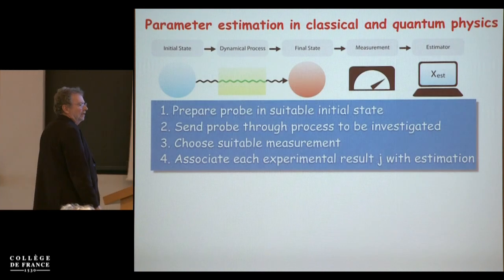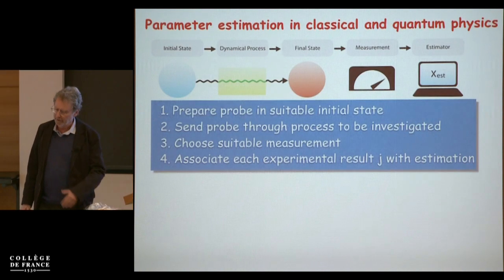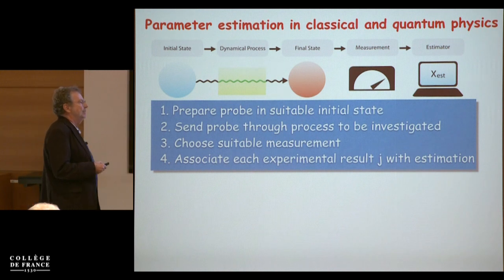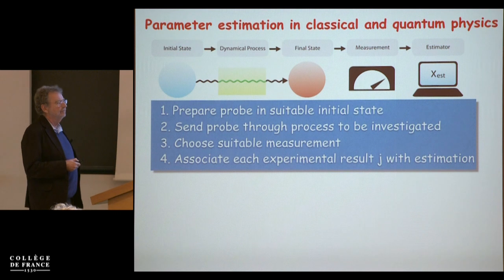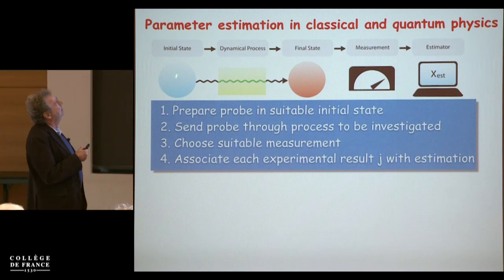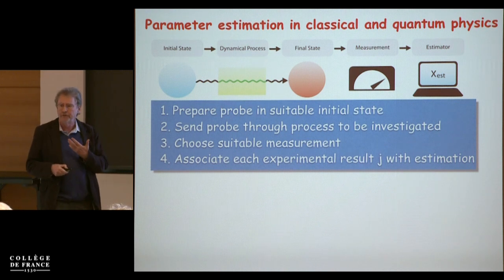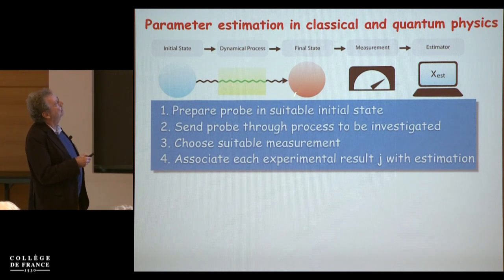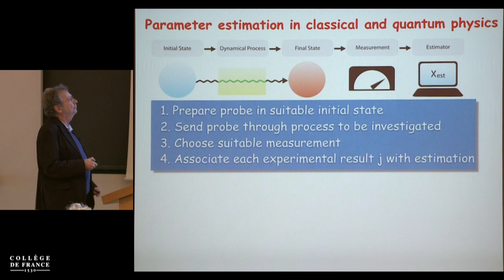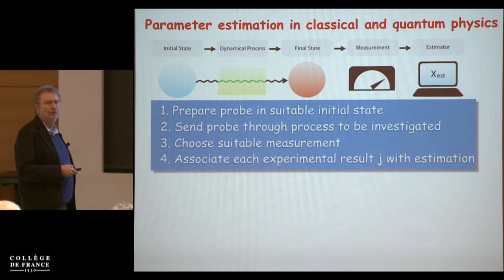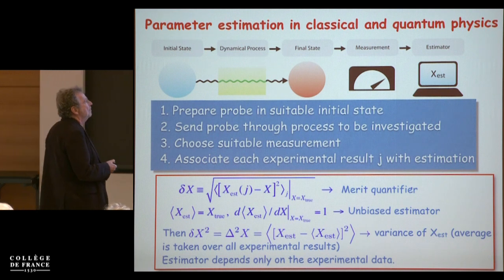Now, what is the general approach to parameter estimation in classical and in quantum physics? We have some dynamical process here, which depends on some parameter that we want to investigate. We prepare a probe in some initial state. The probe interacts through this dynamical process, and the interaction depends on the parameter you want to investigate. And then we detect the final state of the probe. We choose a suitable measurement. And then for each experimental result, J would be a set of experimental results, we associate some estimation of the parameter. So that's the idea.